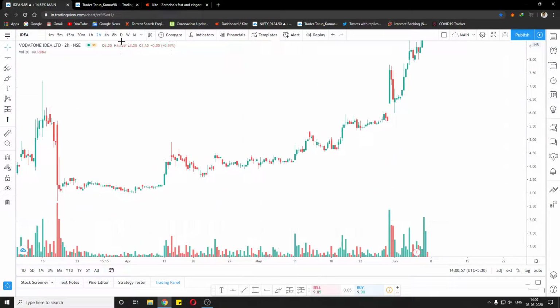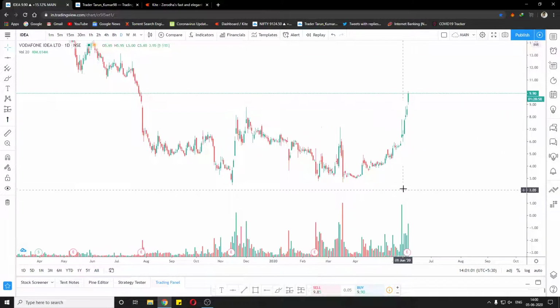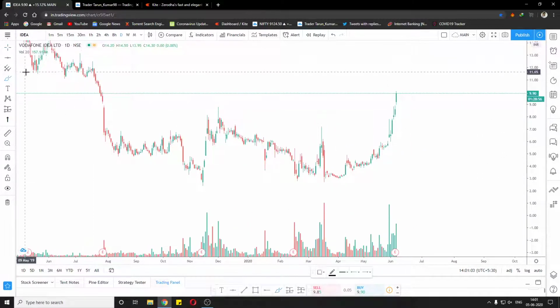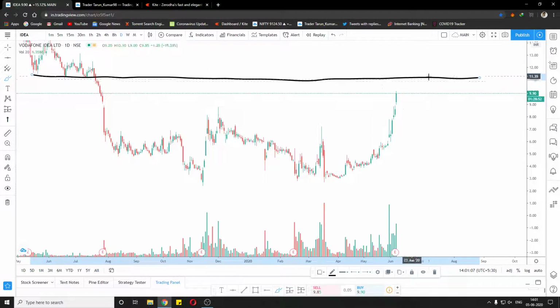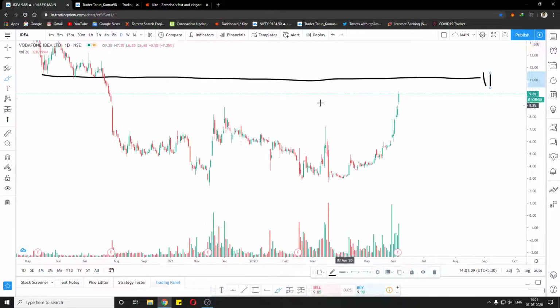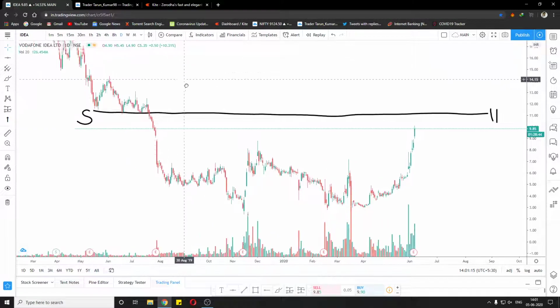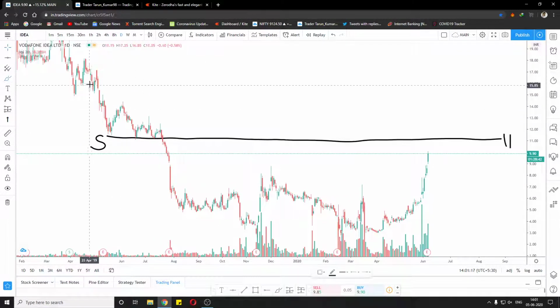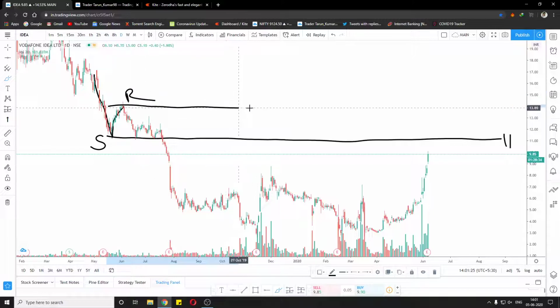We'll have to go back to the bigger time frame. Now we see this level. Now the market came down from 11 rupees. 11 rupees is our previous support, and this was our support because the market came down to this level and then turned like this. So this became our support and this became our resistance.